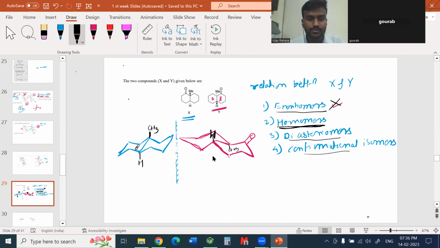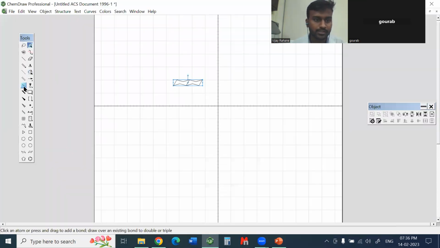So this is the molecule, and I will just draw it in the ChemDraw. So this one is the ChemDraw software, and here we can see the methyl attached in the first structure. Here is the methyl group attached. I will draw here methyl. Here hydrogen is attached, and the carbonyl group attached to this.